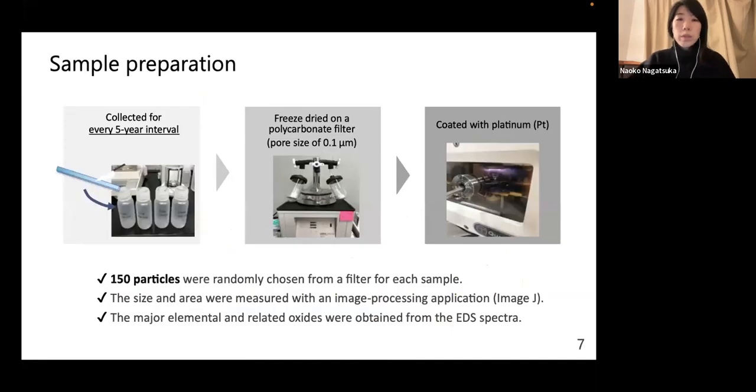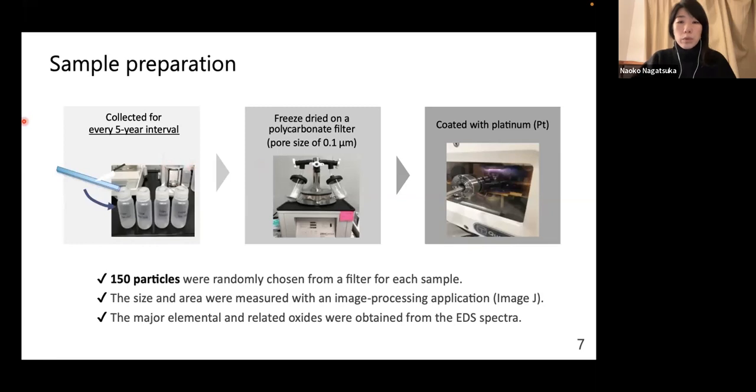We used a 4 square centimeter cross-section of the ice core. First, we scraped off the ice surface several millimeters with a ceramic knife and collected samples every 5-year interval. Then we freeze-dried the samples on a polycarbonate membrane filter and finally coated them with vaporized platinum for SEM observation.